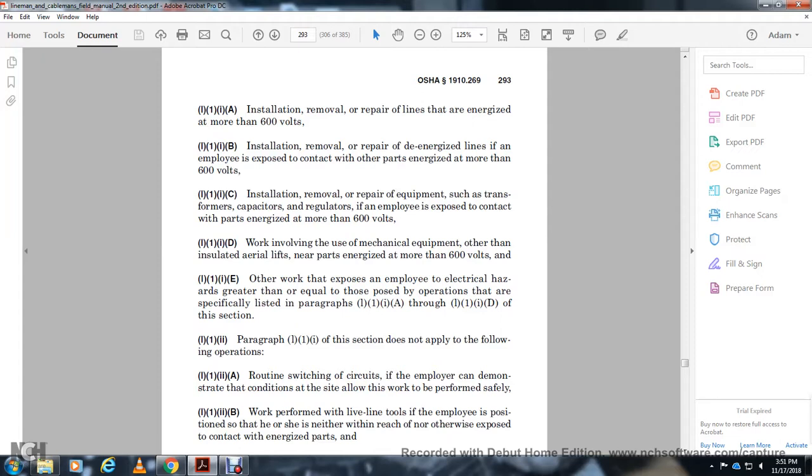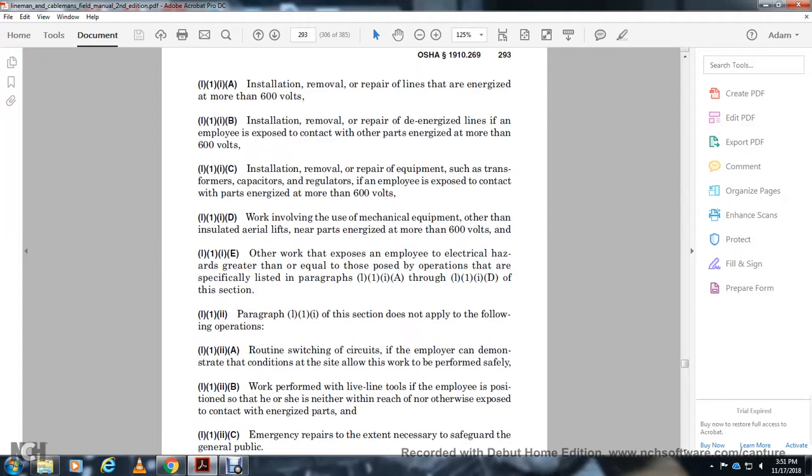Work involving mechanical equipment, other insulated aerial lifts, with parts energized at more than 600 volts. Other work where the employee is exposed to electrical hazards greater than or equal to those of the operations explicitly listed in paragraphs L11A and L11D of this section. Paragraph L11 of this section does not apply to the following operations.